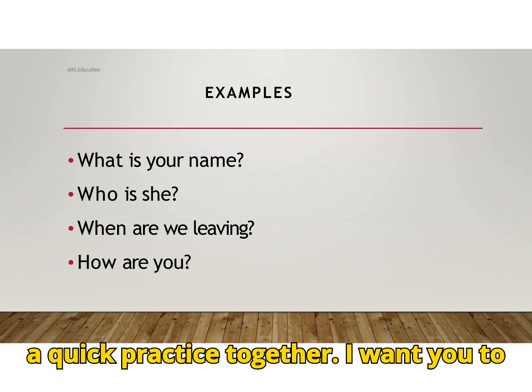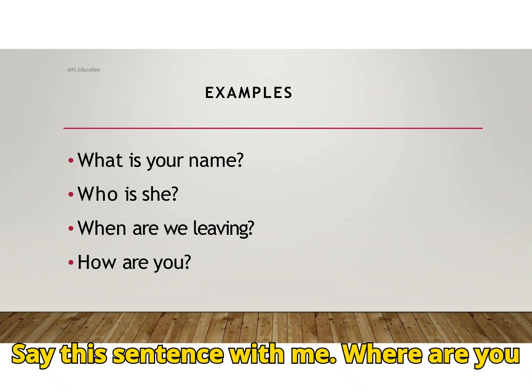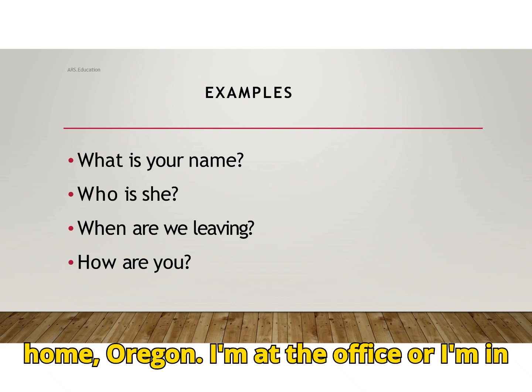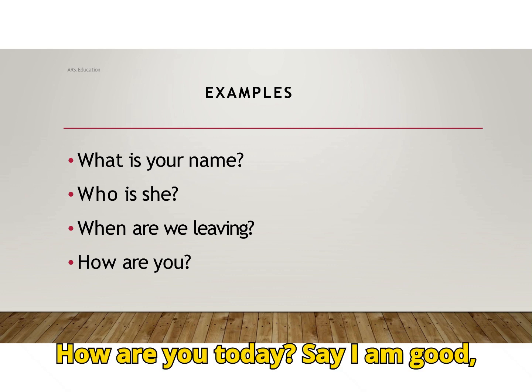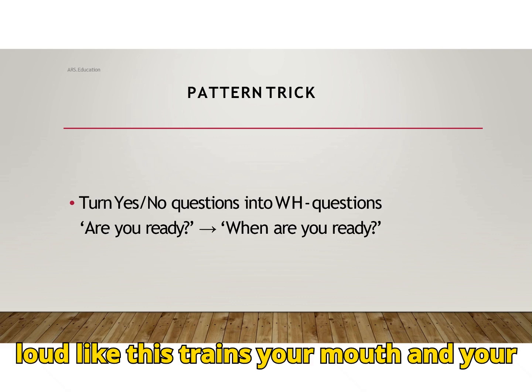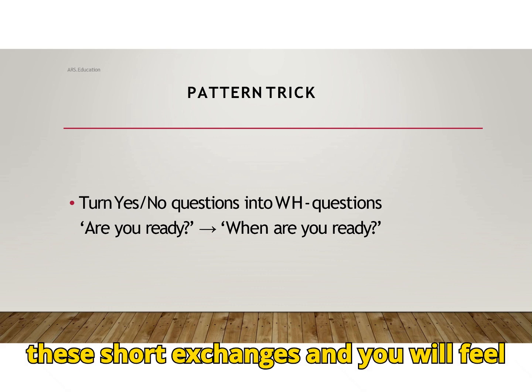Let us do a quick practice together. I want you to speak out loud even if you are alone. Say this sentence with me. Where are you right now? Now answer out loud. I am at home, or I am at the office, or I am in my room. Good. Now try this one. How are you today? Say I am good, I am tired, or I am excited. Speaking out loud like this trains your mouth and your mind to work together. Keep practicing these short exchanges and you will feel more confident.